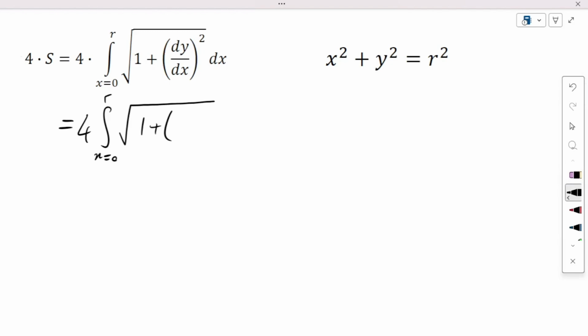So because it's dy by dx, we're going to make y the subject of the formula. But first, we're going to say y squared is equal to r squared minus x squared. And then therefore, y is equal to plus minus the square root of r squared minus x squared.